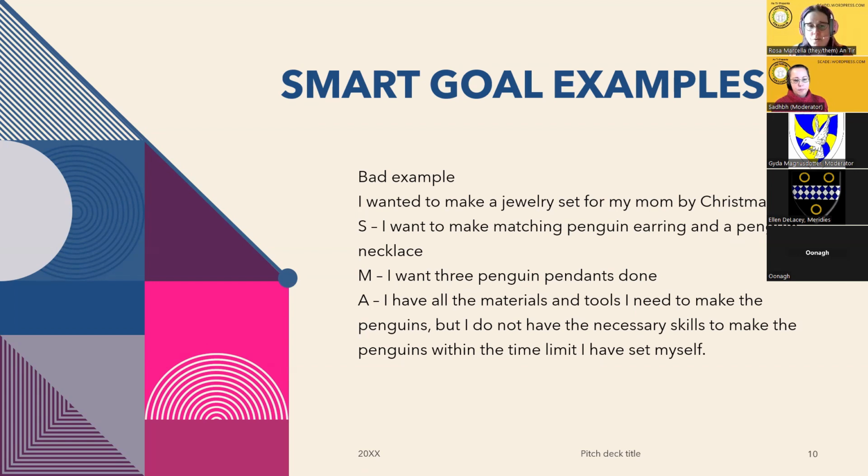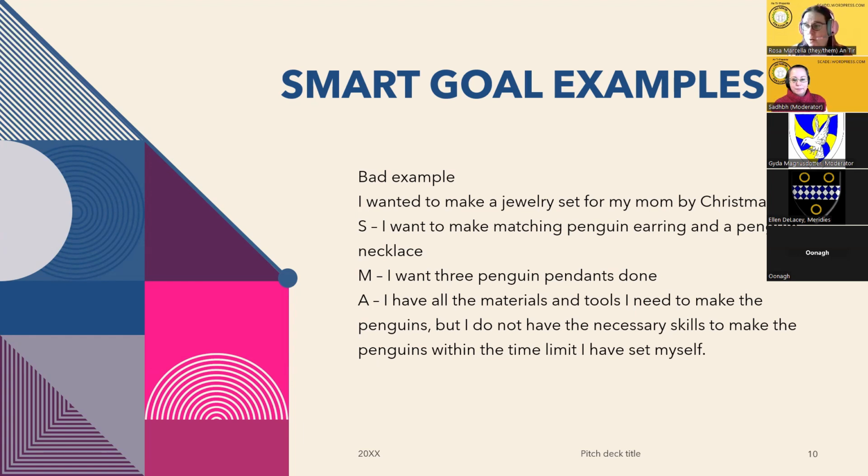Here is a bad example that I just did last year. I wanted to make my mom a jewelry set for Christmas. I wanted to cut metal and make matching earrings and a necklace for my mom, who is currently in Argentina on a penguin tour. So that's how much I know she likes penguins. I wanted to cut out 3 penguins, so I had the specific of what I wanted to do. I had the measurable: I wanted 3 done by mailing time for Christmas.